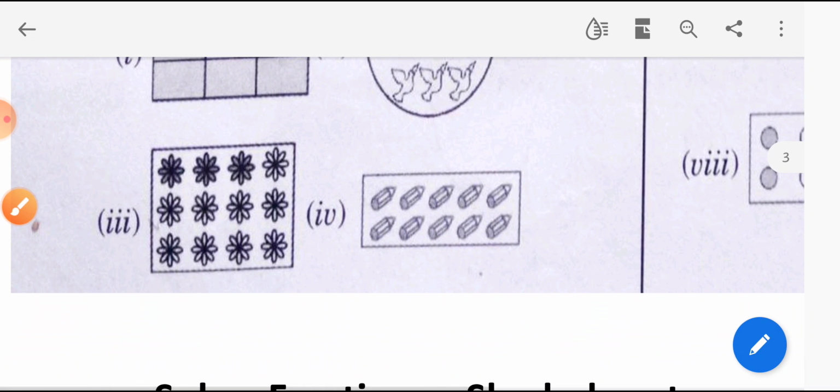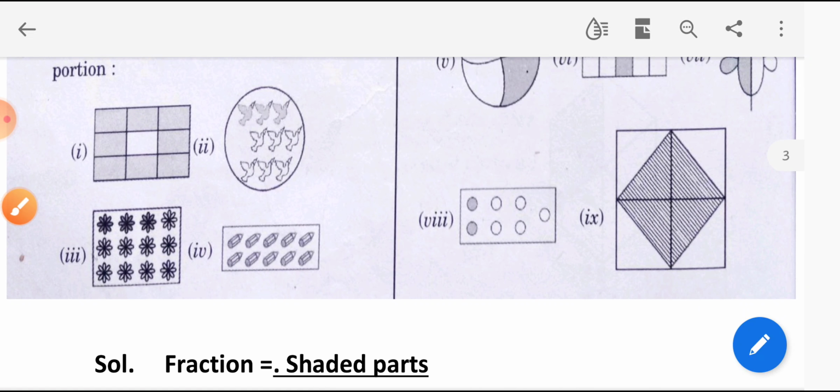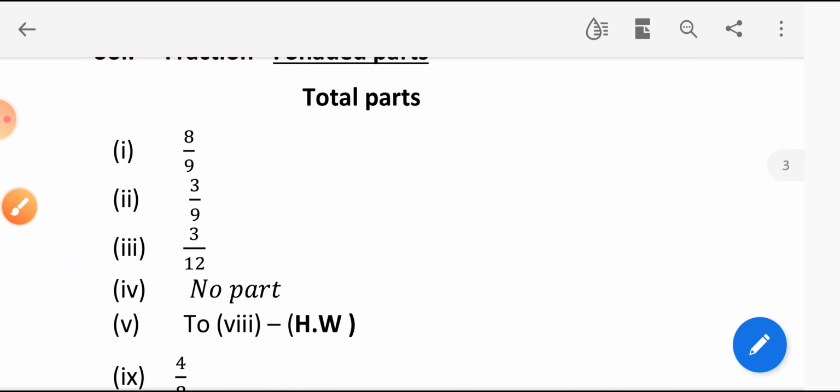Then third one. Again you have to count all the flowers. 1, 2, 3, 4, 5, 6, 7, 8, 9, 10, 11, 12. Out of this you have to see how many flowers are shaded here. So count the shaded flowers. Only 1, 2, 3. So fraction will be 3 upon 12. Same in every question you have to see that.